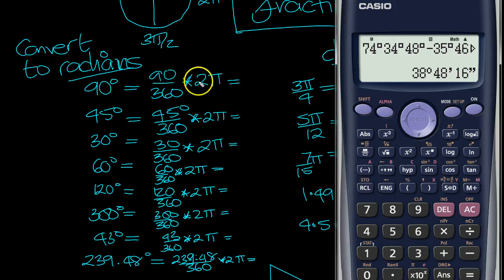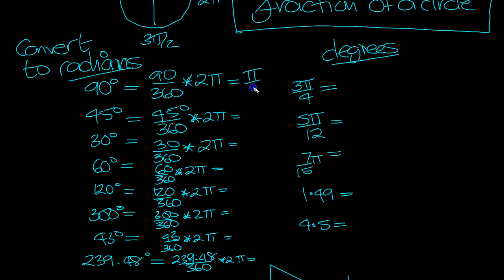So here that's a quarter, so that'd be pi over 2. This is 1/8 when you work it out, so it's pi over 4. This is 1/12, so it's pi over 6. 1/6, so this is pi over 3, isn't it? This is a third, so this is 2 pi over 3. And 300 over 360 is 10/12, 5/6, so it's 5 pi over 3.